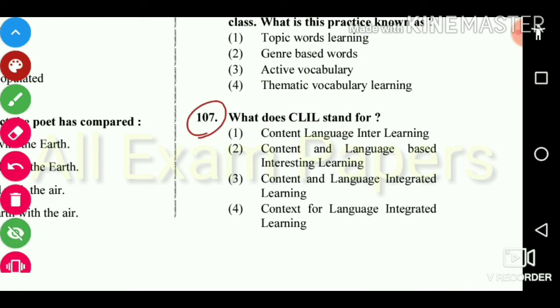Next question. What does CLIL stand for? Option number first, content language interlearning. Second is content and language based interesting learning. Third is content and language integrated learning. And fourth one is context for language integrated learning. And the correct answer is option number 3.